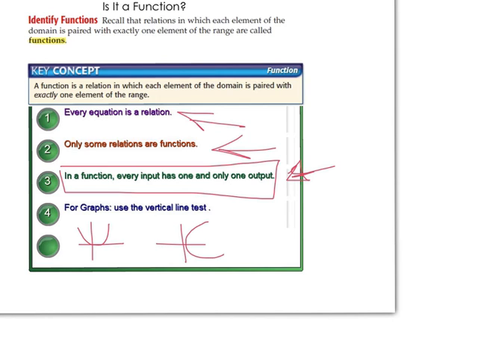And if we're looking at graphs, we can use the vertical line test to determine whether something's a function. So if I had a vertical line crossing anywhere along that parabola, it would only hit one point at any given moment. Whereas if I had a vertical line passing through this sideways parabola, it would hit 2 points, meaning that this input has 2 outputs and therefore does not follow that rule. So it is not a function.